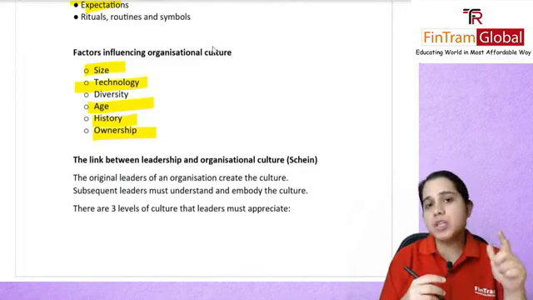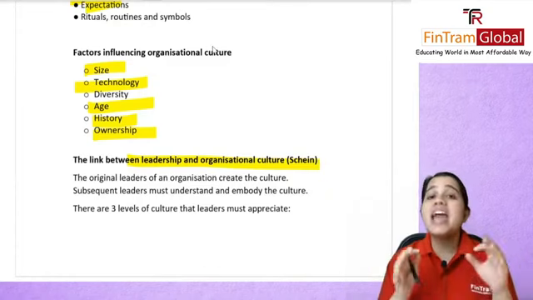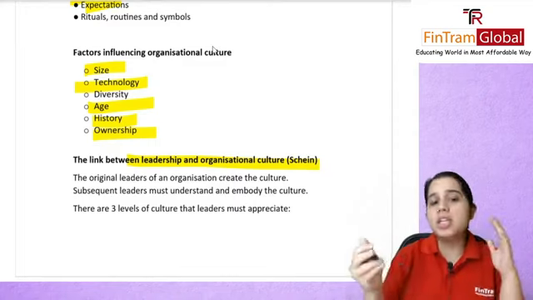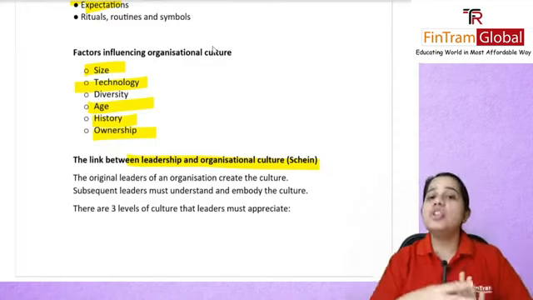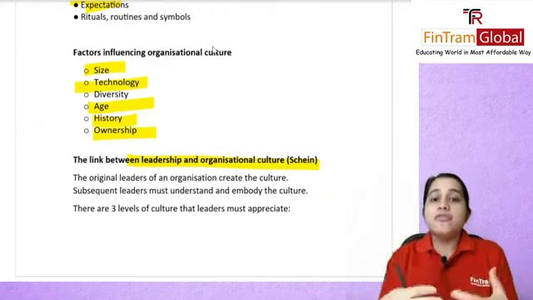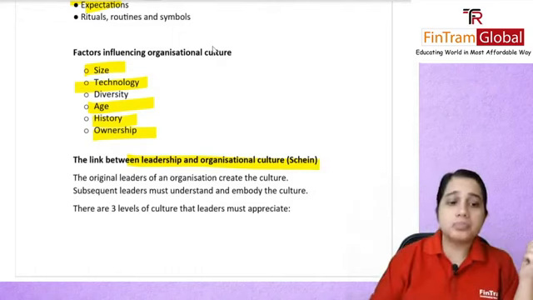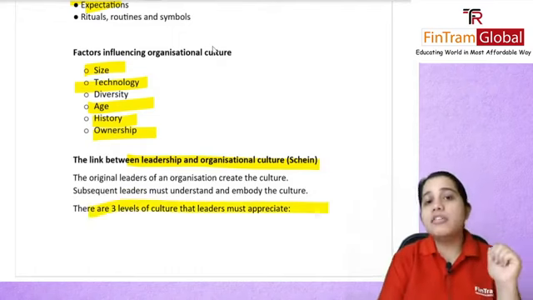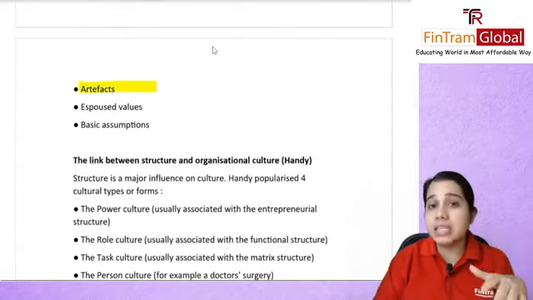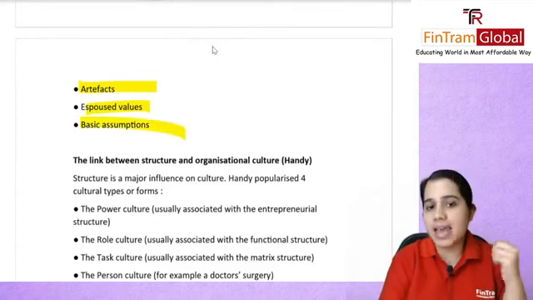Now the link between leadership and organization culture was given by Schein, wherein he said that the original leaders of an organization form the culture, and future leaders will be appointed only if they agree to that culture. There were 3 levels of this culture that leaders must appreciate: your artifacts, which can be seen, and your espoused values and your basic assumptions, which cannot really be seen.